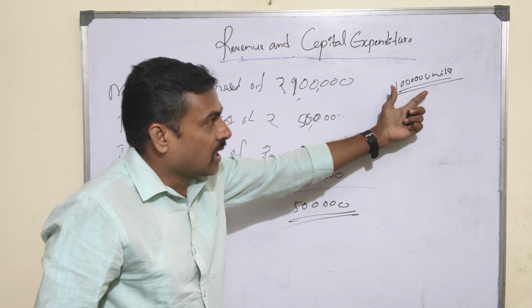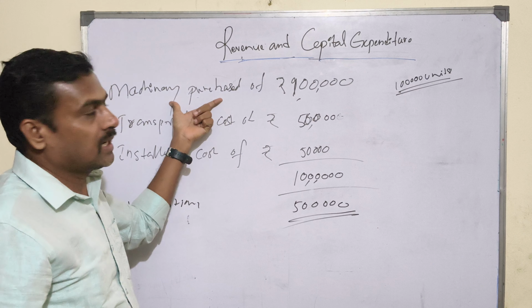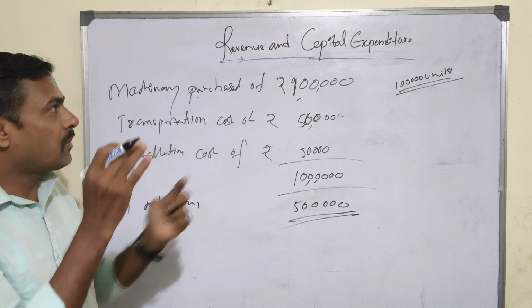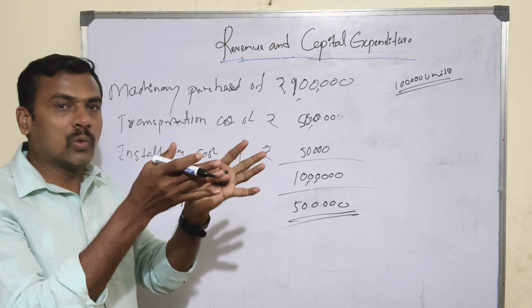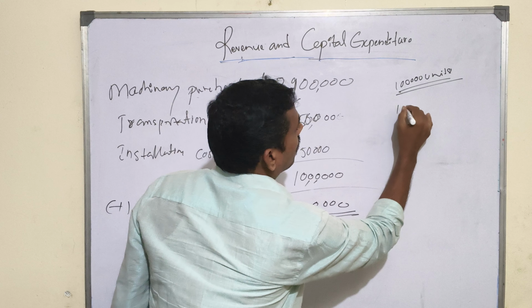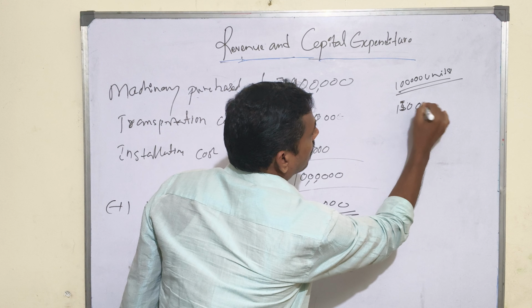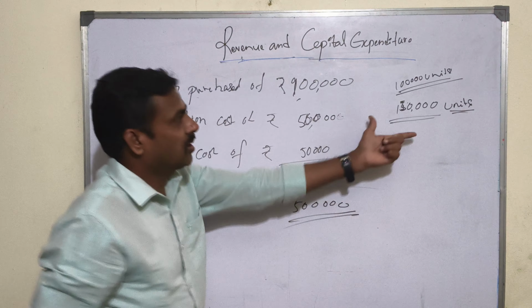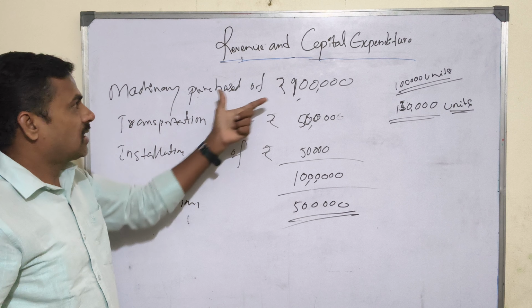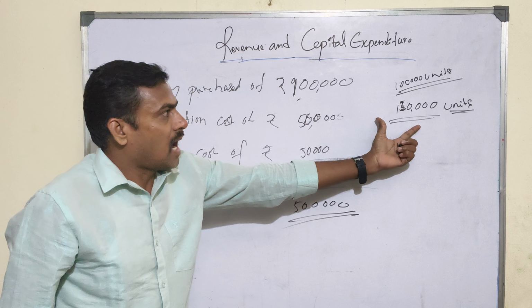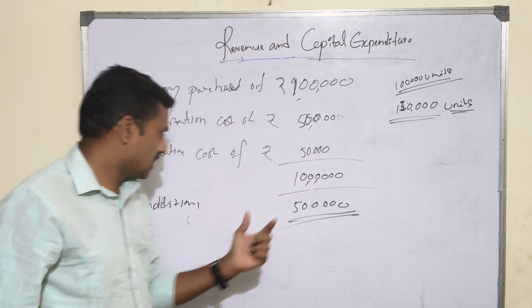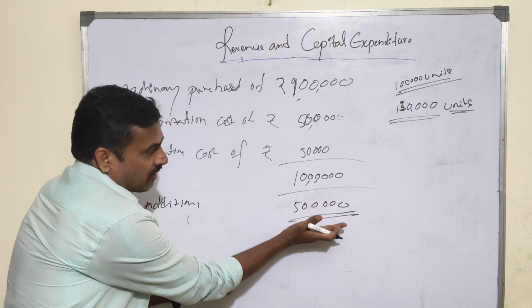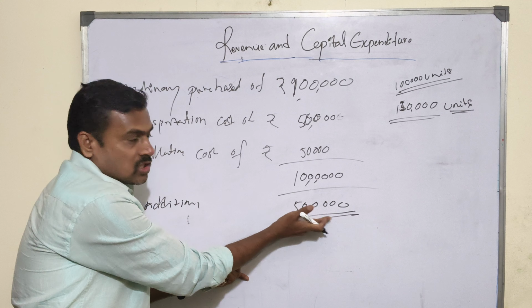Existing capacity is 1 lakh units that can be produced by the machinery, but the company wants to expand the machinery capacity to produce more units. Say, for example, 1 lakh 50,000 units. To increase the capacity of the existing machine to produce 1,50,000 units of the product, an additional cost of 5 lakh will be incurred. This 5 lakh forms part of capital expenditure.